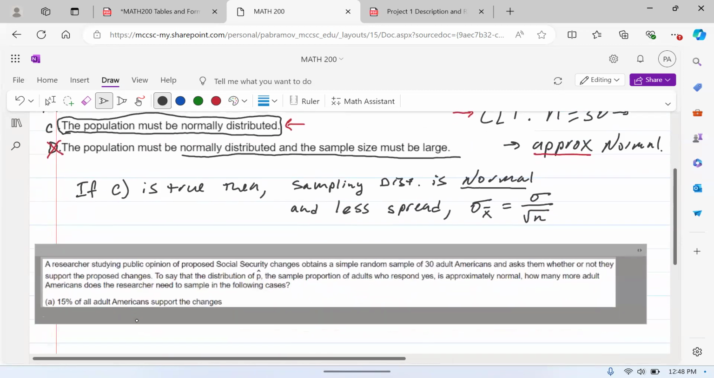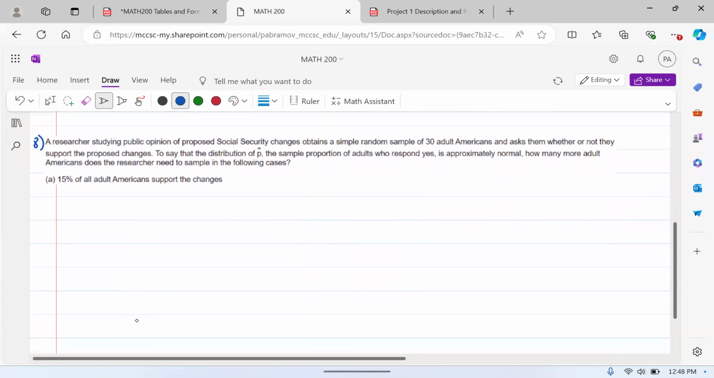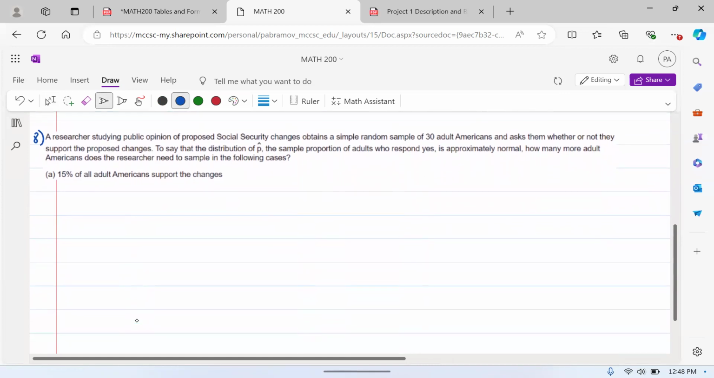And now the most missed question is actually question number 8. So very few people got this one right. So I wanted to go over this. There are parts A and B, but they're done the same way, so I'm just going to do part A. A researcher studying public opinion of proposed social security changes obtains a simple random sample of 30 adult Americans and asks them whether or not they support the proposed changes.